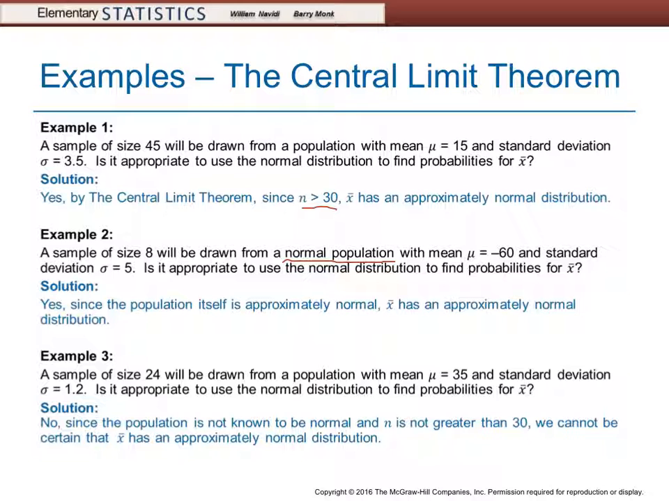Example 3. A sample size of 24 will be drawn from a population with mean mu equals 35 and a standard deviation of 1.2. Is it appropriate to use the normal distribution to find probabilities for x bar? The answer in this case is no. It doesn't say that the population is normal. And so in this particular case, because the sample size is not greater than 30, we cannot use the central limit theorem. If we had the data, we can check to see what the skewness level is of the data set.